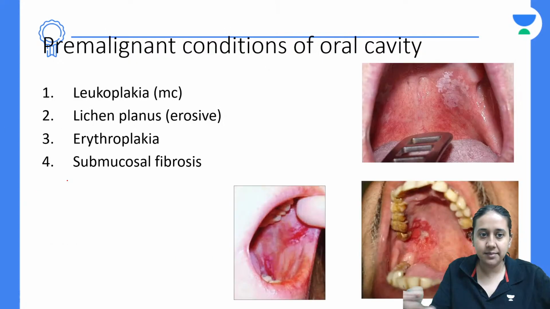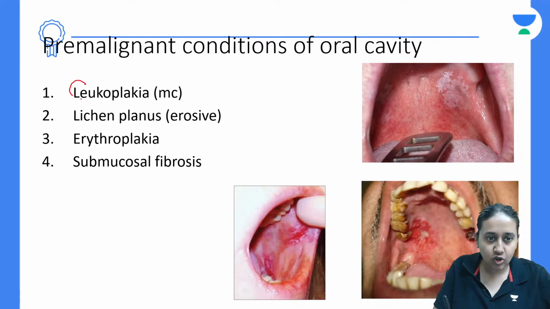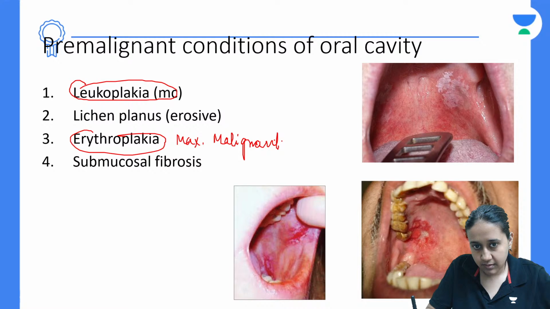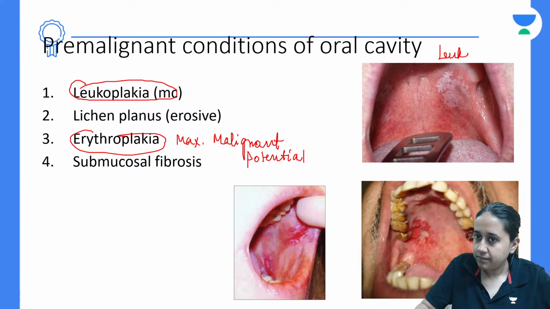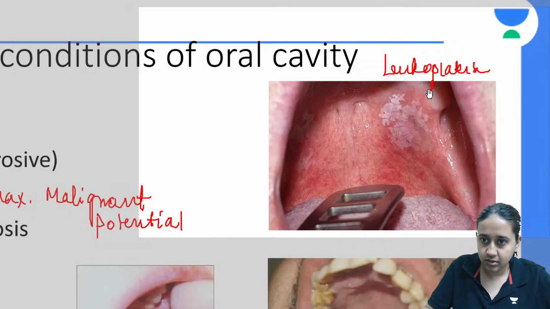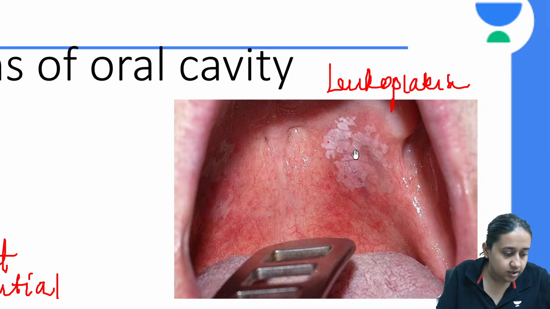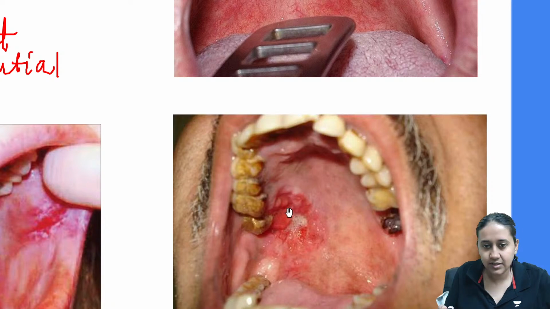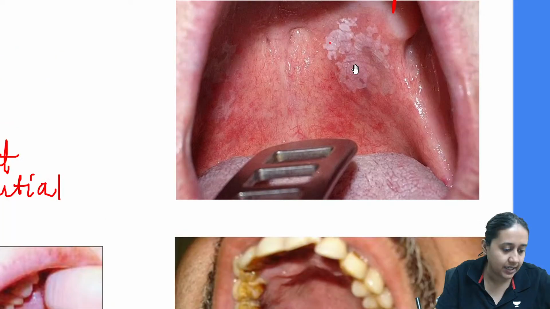You can see the images of each of them. The commonest is leukoplakia, but the one with maximum malignant potential is erythroplakia. This is a patient with leukoplakia. You can see the whitish non-scrapable patch or plaque on the surface of the palate. This is erythroplakia. You can see erosive. It is looking more scary compared to this. This is looking more benign.